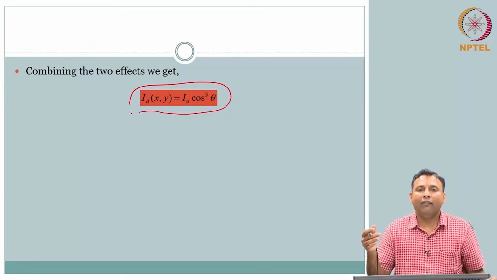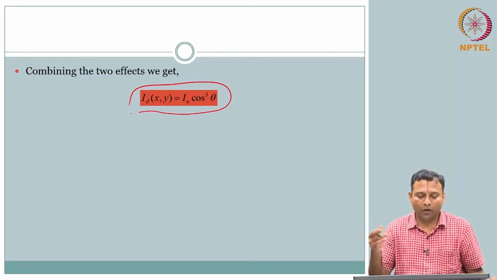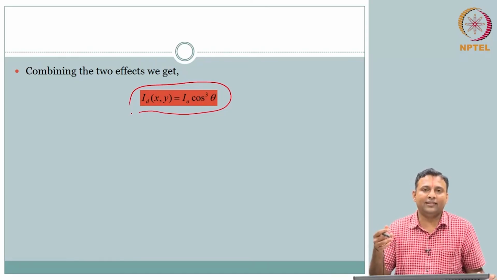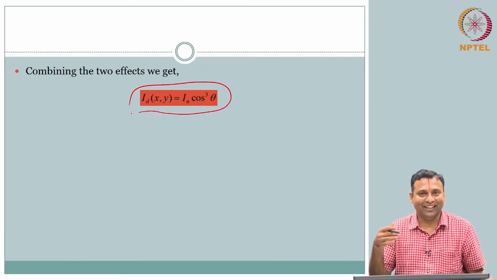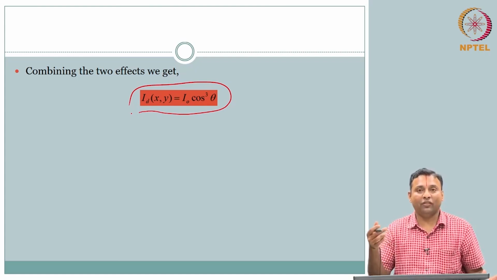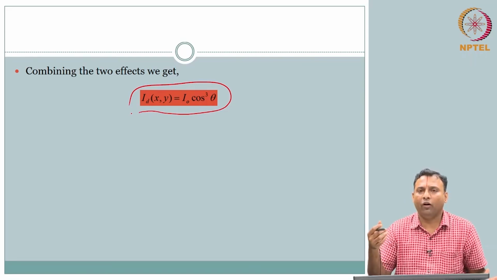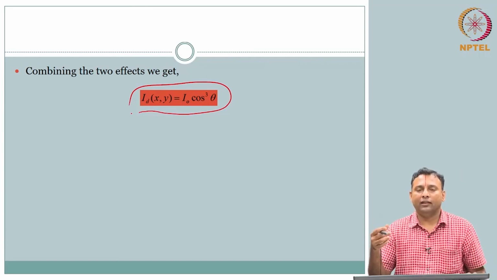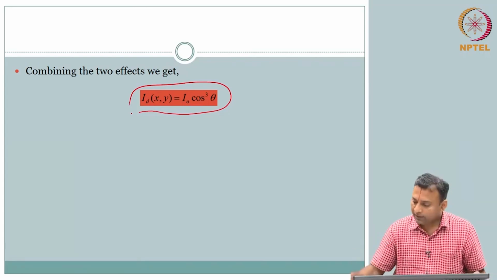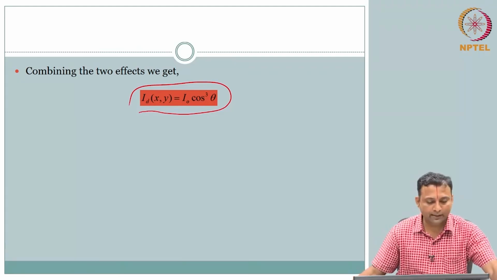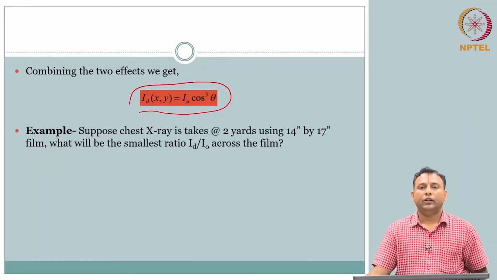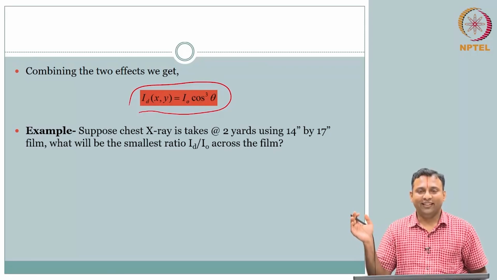So, quickly, how detrimental is this? Yes, we understand there is a formulation, you have this effect in terms of cos cube theta. Is this detrimental or is it okay? How do we get a feel for the level of acceptance or tolerance for this? So, let us just do an example, a typical chest X-ray.